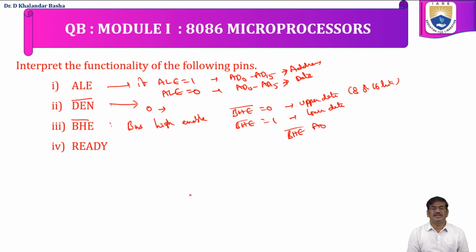The next pin is the READY pin. It is the status signal from the slow response device. When READY is equal to 1, it indicates the slow response device is ready for data transaction. So the processor will have communication with the slow response device, either a read operation or write operation. So it corresponds to the IO device.